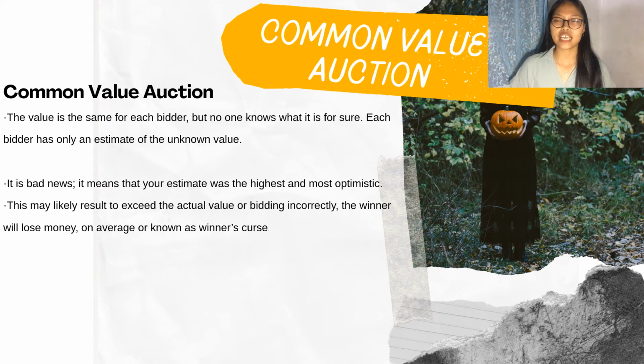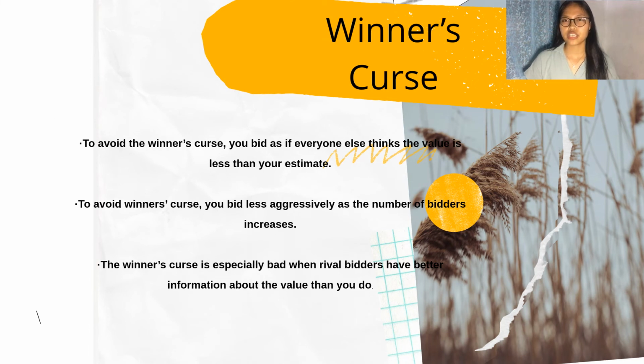Commonly kasi in this setting, the person who has the highest estimate is likely to win. But the person who has the highest estimate means that your estimate is higher than the average or the actual worth of the item, which means that you probably overpaid for it, or simply known as winner's curse. To avoid the winner's curse, you must bid as if everyone else thinks the value is less than your estimate. So it commonly occurs if the auction is in a common value dahil sa lack or incomplete information ng isang bidder. That's why they independently estimate the worth of an item and minsan the winning individual overpays for it. So in order to avoid this winner's curse, the bidder should bid as if in the first place, yung estimate niya na ang the most optimistic.